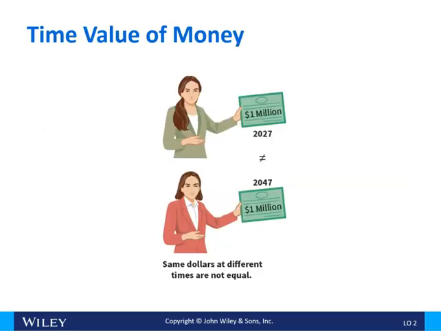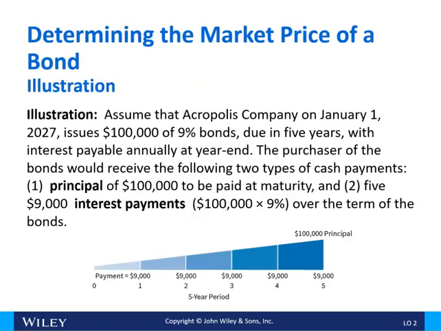Time value of money. So $1 million in 2027 does not equal $1 million in 2047. So the same dollar amounts at different times are not equal. So we're going to look at how we determine the market price of a bond using the time value of money. So Acropolis Company on January 1st, 2027 issues $100,000 of 9% bonds due in 5 years, interest payable annually at year end.